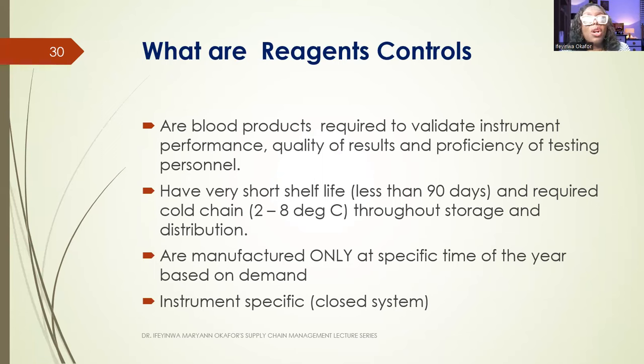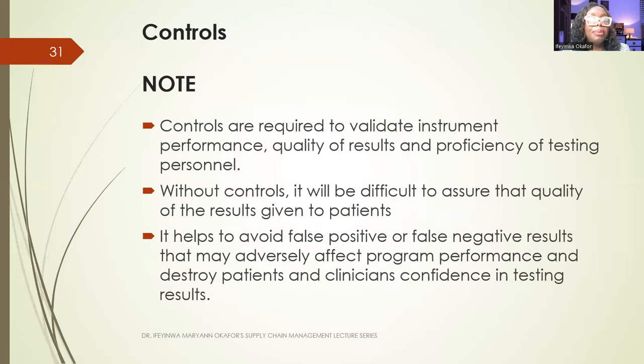These reagent controls have a very short shelf life, that is less than 90 days, and require cold chain, like 2 to 8 degrees Celsius, throughout the storage and distribution system. They are manufactured only at a specific time of the year based on demand, and they are instrument specific for closed systems.